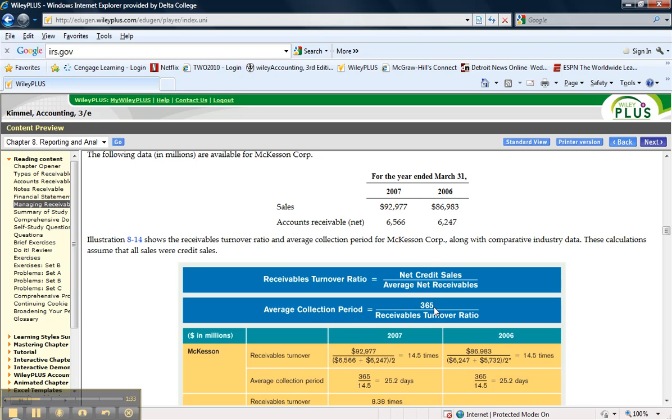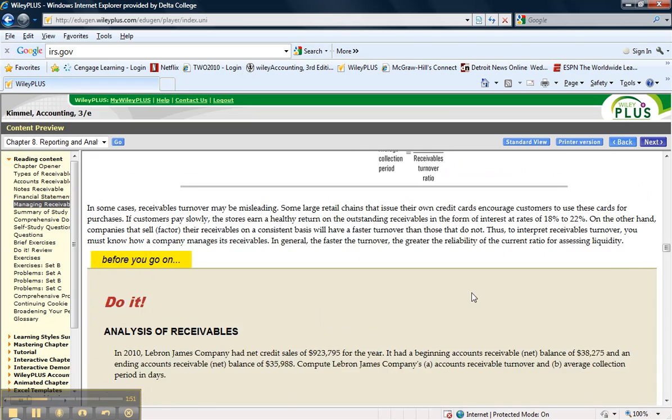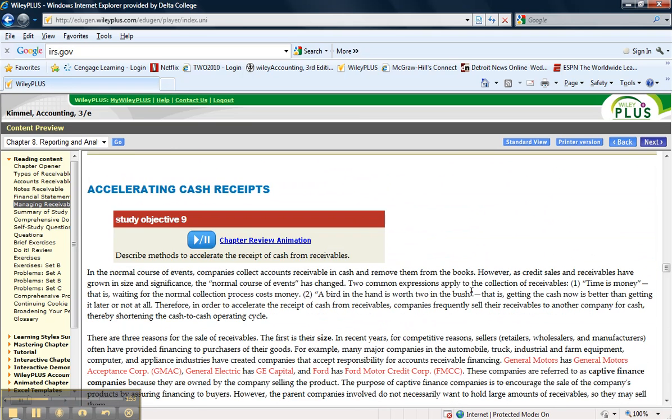If the number is like 35, 40, 45, that's a long time. Companies might want to accelerate that. Remember, getting the cash is the most important thing. So they might want to accelerate that by offering discounts to customers. We're going to work on a question or two that asks you about these ratios. Let's see what else.